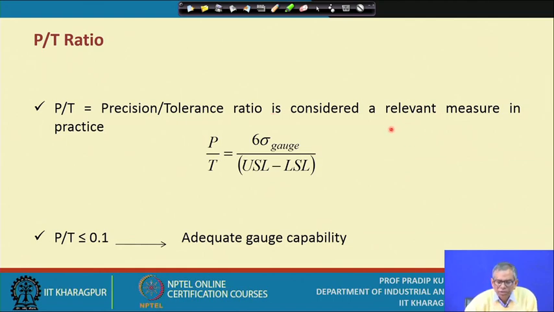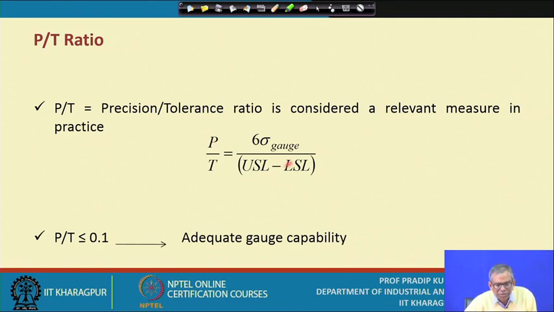Many a time you will find at many shop floors, at manufacturing plants, that it is considered to be a relevant measure, and they conclude about the gauge variability or measurement error by referring to the value of the P by T ratio. Okay? So first let me explain what this P by T ratio is. That means the precision, that means the repeatability. That is one very important aspect. Sometimes the precision is referred to as repeatability. Okay, so that is just one dimension of the precision, right?